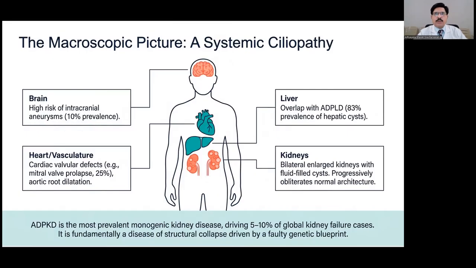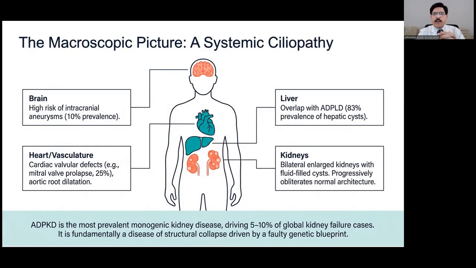Now you see, most of you may not know that polycystic disease is a syndrome which involves several other organs. One important organ is the brain, with high risk for intracranial aneurysms. There is a 10% prevalence of intracranial aneurysms in adult polycystic kidney disease. Liver: polycystic liver disease overlaps with ADPLD, adult polycystic liver disease. There is 83% overlap between these two diseases. Heart and vasculature: cardiac valvular defects, particularly mitral valve prolapse or aortic root dilatation, may be there.